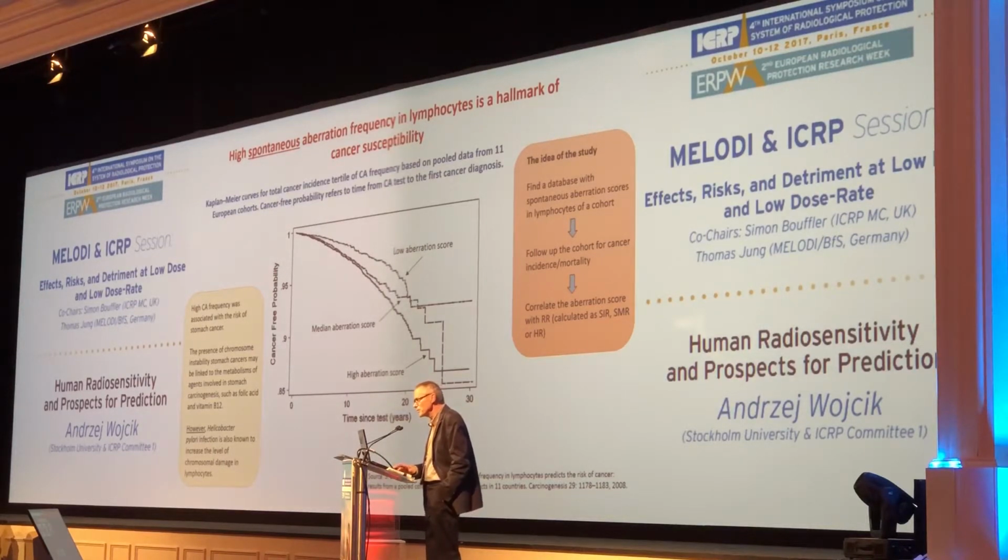This is taken from a publication in 2008, and he plotted the results as a Kaplan-Meier plot, for cancer-free probability as a function of time since the chromosomal aberration test. And you see the frequency of spontaneous chromosomal aberrations is rather low. You often have 1 or 2 aberrations per 100 cells or so.